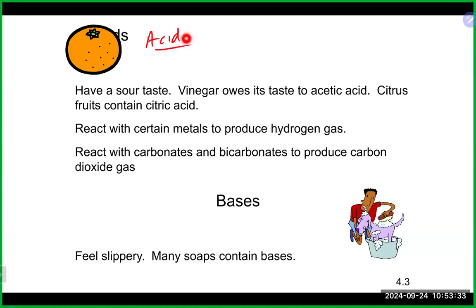There you go. So an acid has a sour taste. Obviously, don't taste any acids or bases in lab. But vinegar, a major component of vinegar is acetic acid, which is a weak acid, and citric acid in fruits. Acids tend to react with metals to produce hydrogen gas in a reaction that you're probably familiar with, perhaps.